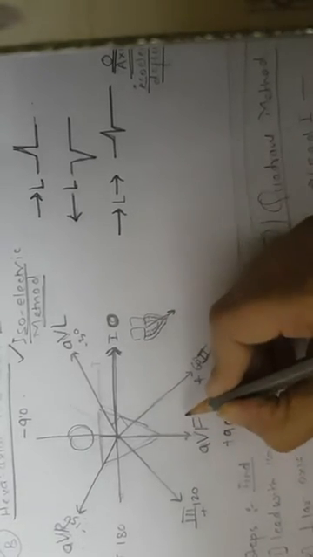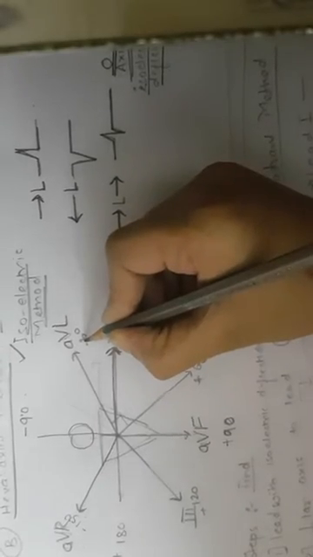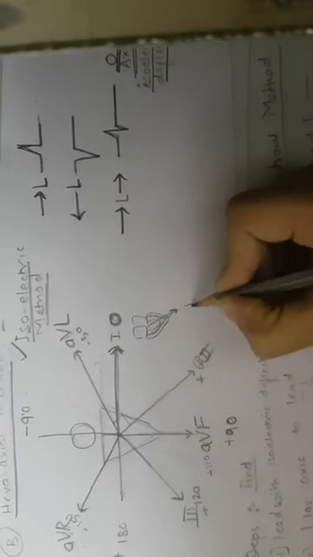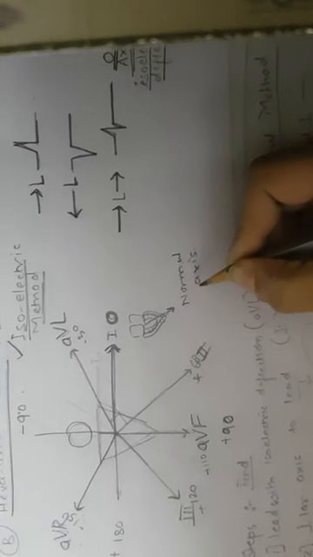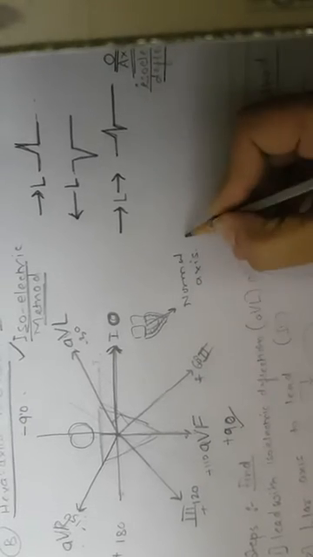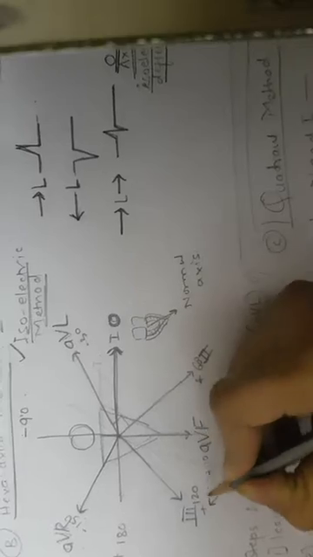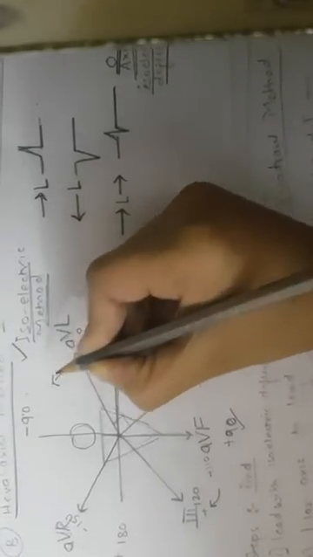Usually the cardiac axis varies from minus 30 to plus 110, so it lies in this area. This is a normal cardiac axis or cardiac dipole. Now in the approximate method we will not be able to find out an angle, but what we can find out is the shift. There are two types of shift: one is left axis deviation and the other is right axis deviation.